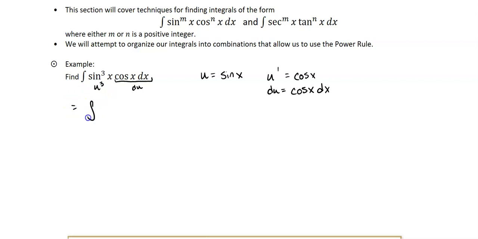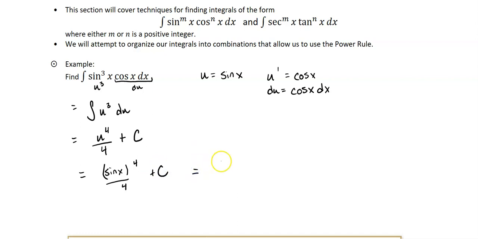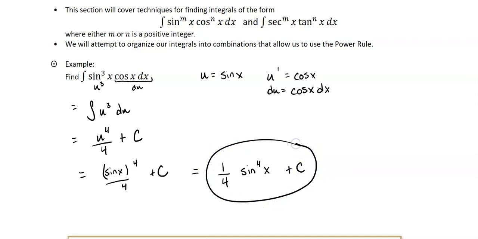So this is now the integral of u cubed du, which we know to be u to the fourth power divided by 4 because it's u to the n plus 1 divided by n plus 1, all plus c. And then I'm going to plug my u back in, so that will be sine of x to the fourth power divided by 4 plus c, which is a perfectly valid answer, but just for style purposes, we usually will write that as 1/4 times sine to the fourth power of x plus c as our final answer.